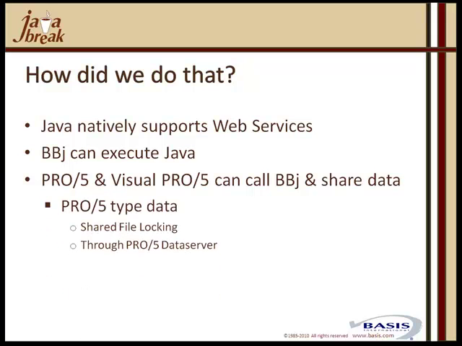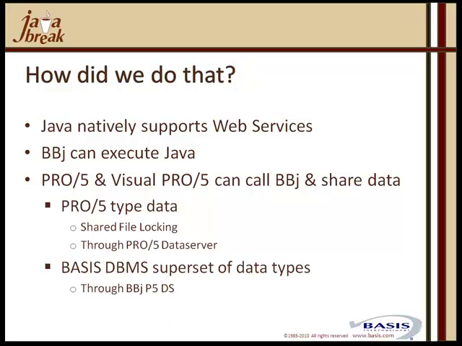You have some choices to make about which aspect of the BASIS product set will control access to the data. Pro 5 type data controlled by Pro 5 would need to have shared file locking set, or BBJ would need to access the data via the Pro 5 data server. Or your other choice would be to have the BASIS database management system control access to the data. That'll give you access to the superset of data types. And then your Pro 5 would access the data through the BBJ P5 data server.